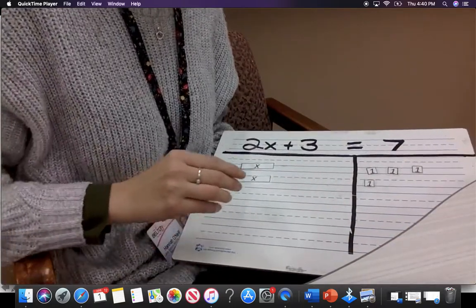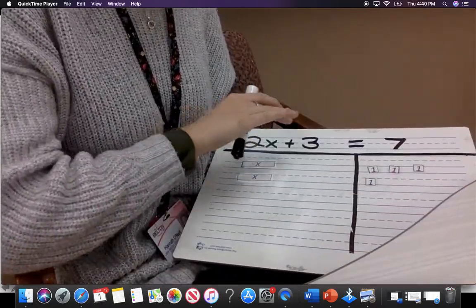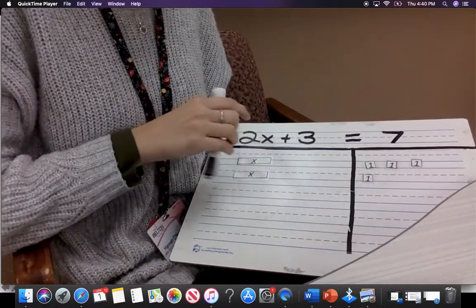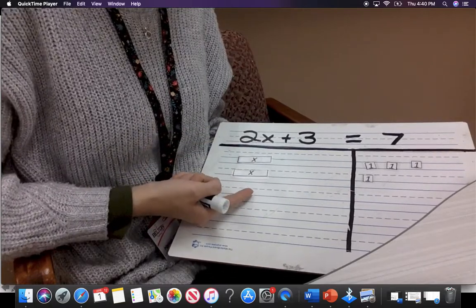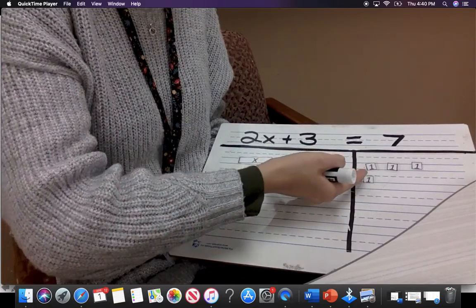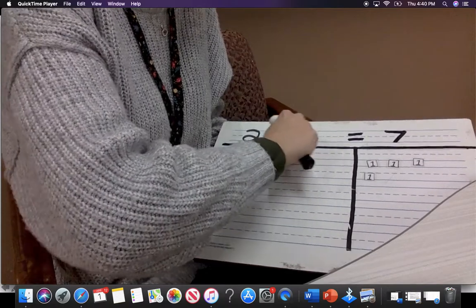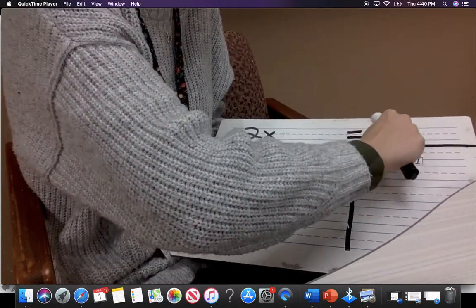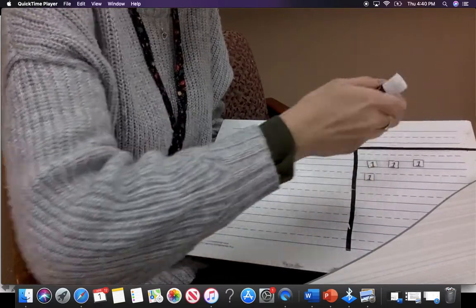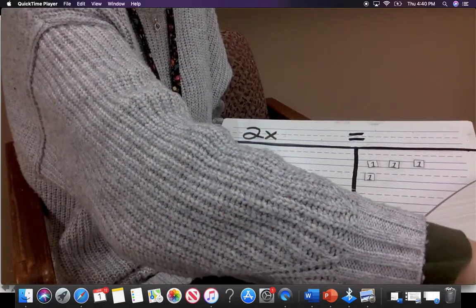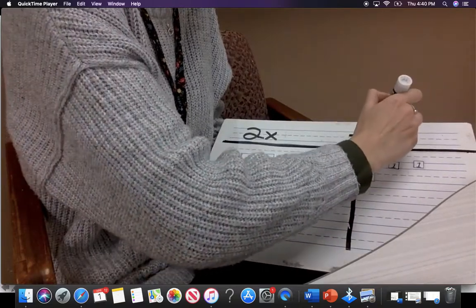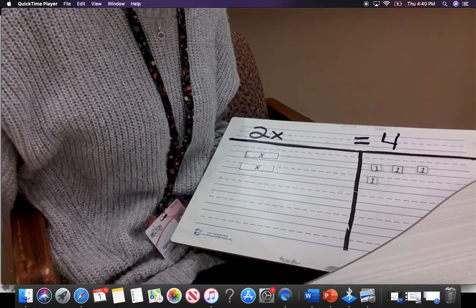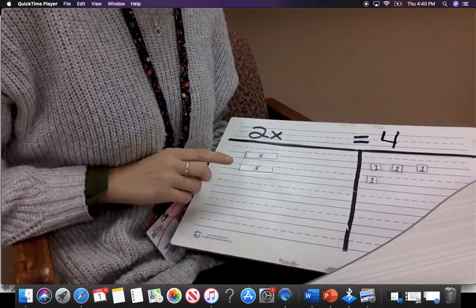Awesome. So now I'm going to erase a little bit of the top. I'm going to keep this updated as we're going, because now we have 2x equals 4. So I'm going to change that to update it. All right, we have got 2x equals 4.